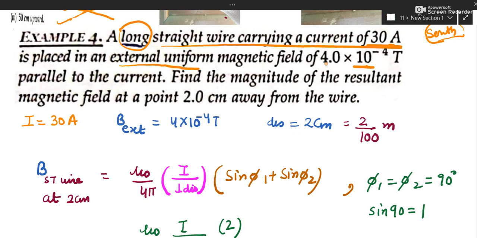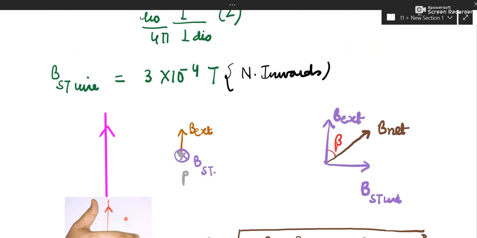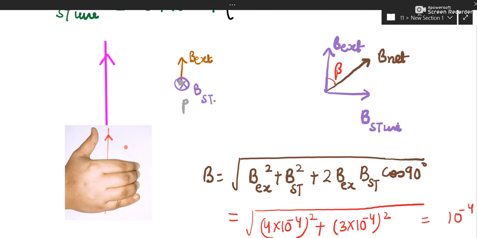Okay. So, and it is parallel to the current. There is a wire which is kept in external field. So we have to find out the magnitude of resultant magnetic field at a point 2 centimeter away from the wire. So let us look at the situation first. This is the wire. This AB or AC is the wire. Okay, and we have to find out the magnetic field at this dot. This. We have to find out magnetic field here.